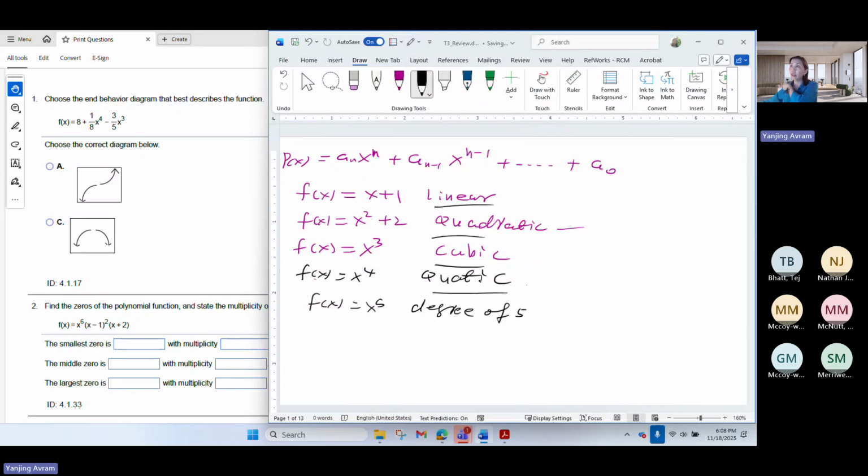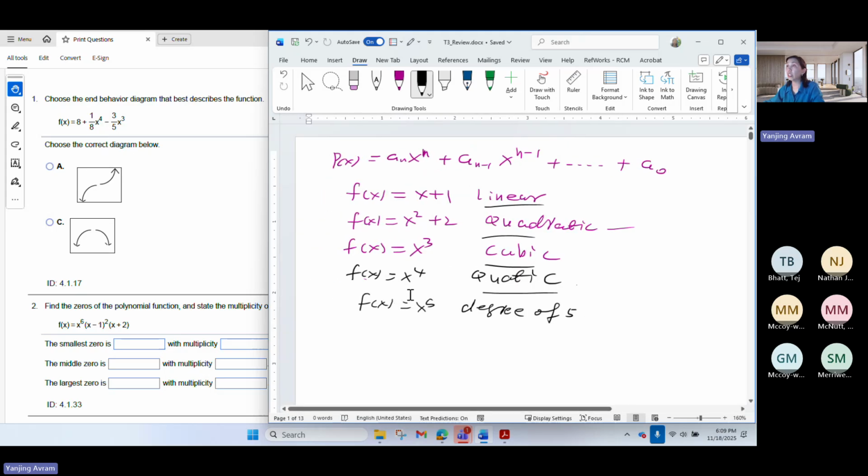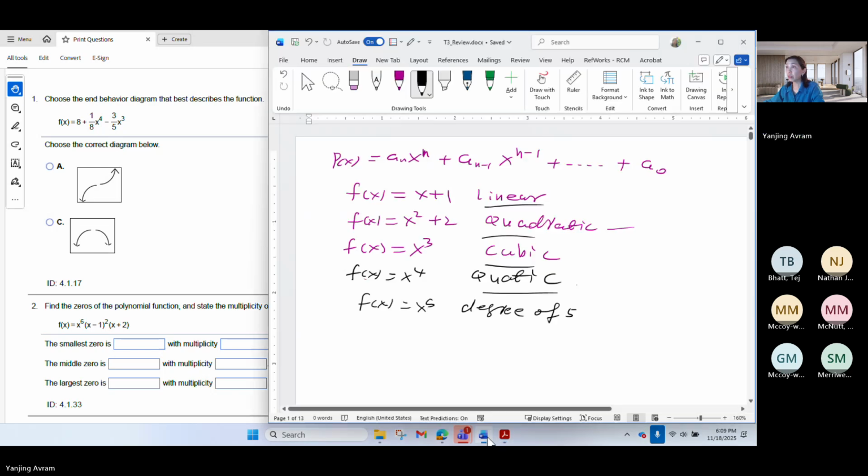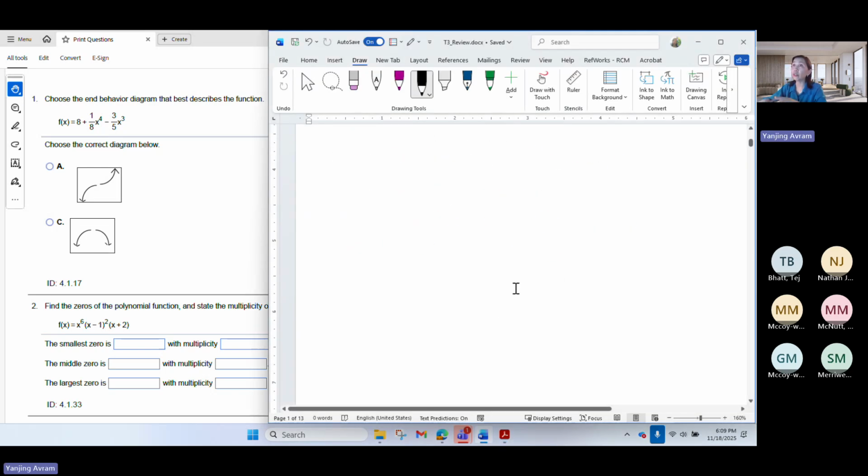So you need to learn these specific names a little bit, because sometimes the problem says it's a quintic, or a cubic, and you need to know what those are, right? And when it says quartic, that means the highest degree is 4, okay? So look at this one right here. Choose the end behavior diagram that best describes the function. This one is not in ascending or descending order, and we usually prefer to write in descending order. So I would like to write this as 1 over 8 x to the 4 minus 5 over 3 x cubed, plus 8. All right, so now we are in descending order.